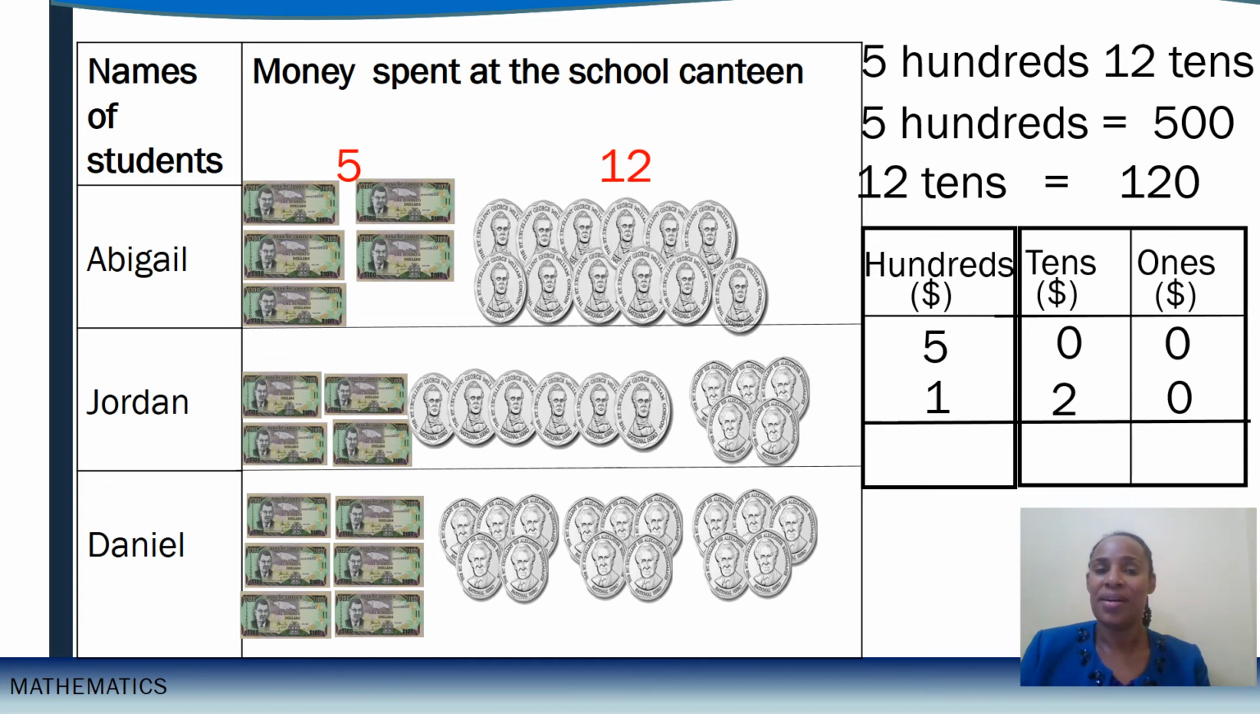In our ones column, we have all zeros. So 0 added to 0 is 0. In our tens column, we have 0 tens and 2 ones. So 2 added to 0 gives us 2. And in our hundreds column, we have 500s and 100s. 500 added to 100 gives us 600.